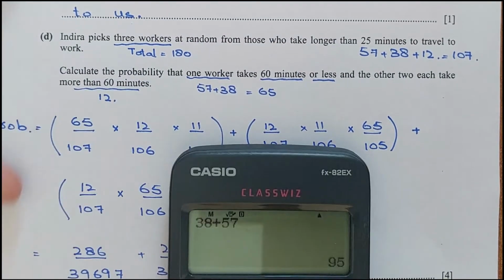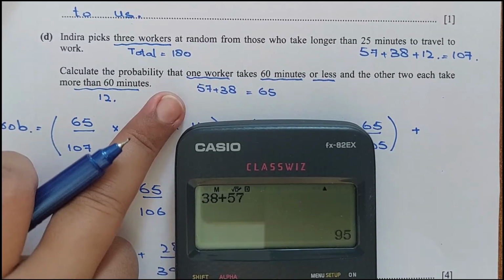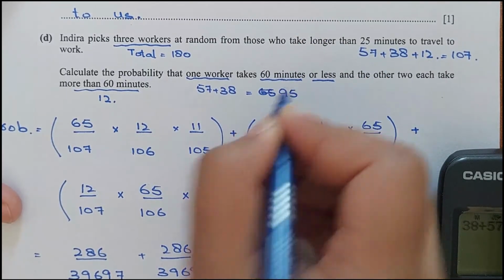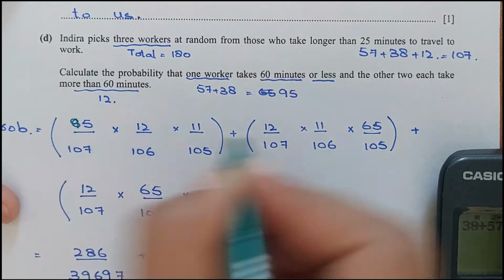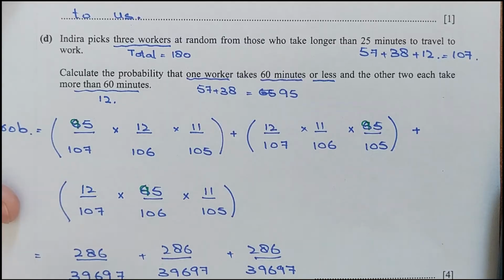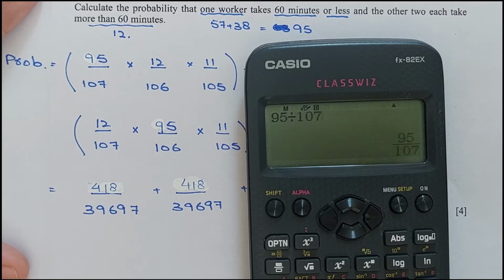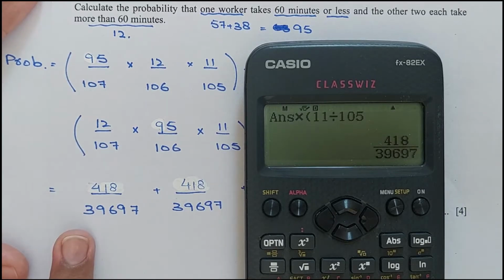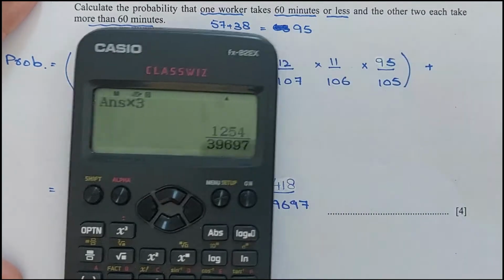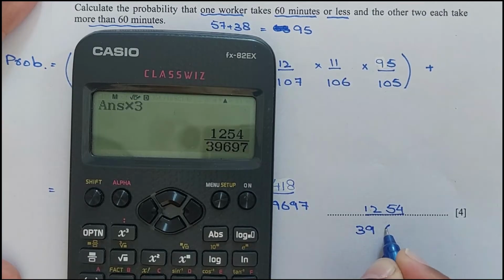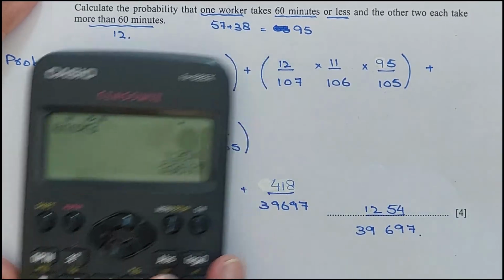Wait a second, I messed up. I again did 57 and 38. This is not 65. This is 95. Oh my bad. So these are 95, 95, 95, meaning the numerators are all wrong. Okay, so now let me do 95 out of 107 times 12 out of 106 times 11 out of 105, which is 418 out of 39697, and then times it by 3, which is 1254 over 39,697. That is the probability.